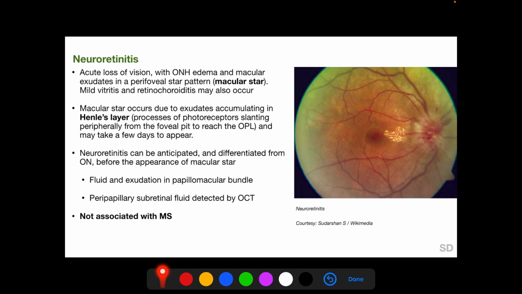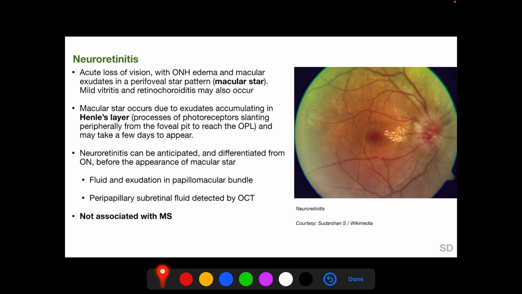Macular star occurs due to exudates accumulating in the Henle's layer. Henle's layer is made up of the processes of the photoreceptors slanting peripherally from the foveal pit to reach the outer plexiform layer and meet the bipolar cells. And this macular star may take a few days to appear.